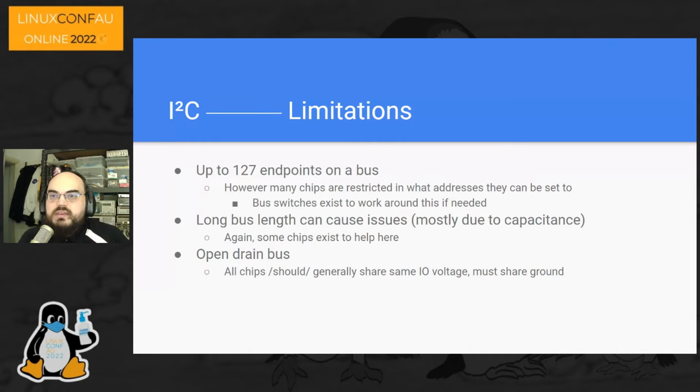Long bus length can be a bit of an issue. As was mentioned in the previous talk, there are chips to help here, and it's an open drain bus. You really should try and share the same IO voltage, and you absolutely must share a ground. Again, we'll talk about working around this on the next slide.